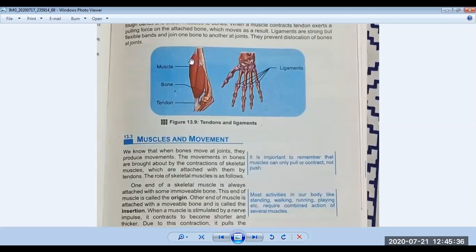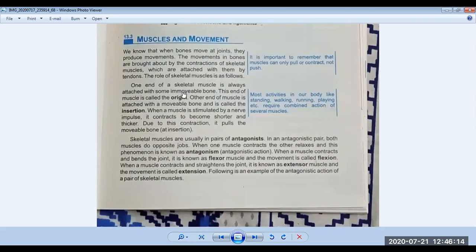One end of the muscle is attached with the immovable bone. This part of the skeletal muscle is called origin, and the other part of the muscle is connected with the movable part. This is the elbow joint. This is a movable part. The other end of the muscle is always connected with the movable bone, so this part is called insertion. This part of a muscle is called origin, and this part of the muscle is called insertion. I hope you understand both points, what is origin and what is insertion. Both are important as short questions.